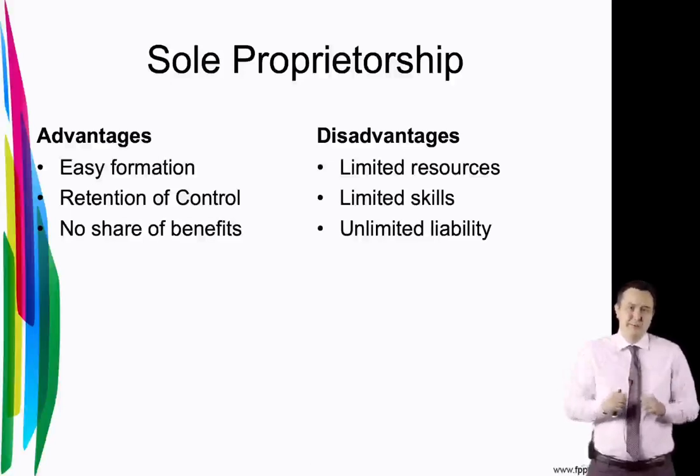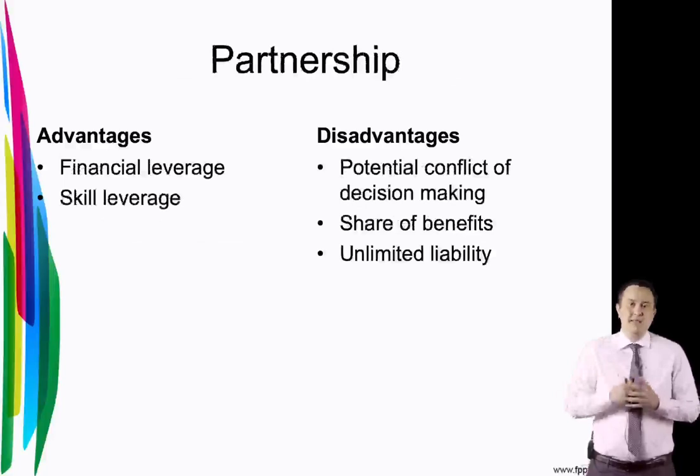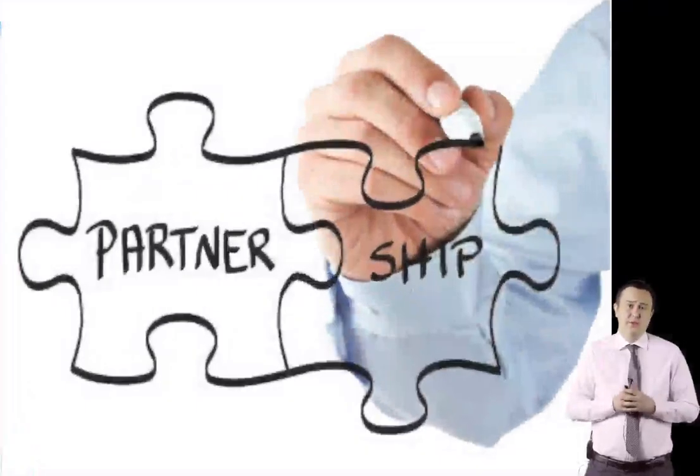Last but not least, the main disadvantage of sole proprietorships is unlimited liability. Basically, you're personally liable for your business operations. We'll discuss liability in more detail in upcoming slides. Next in line is partnerships. Partnerships are not as common as sole proprietorships, but they do exist in some forms in many countries, and we study them in Introduction to Business.